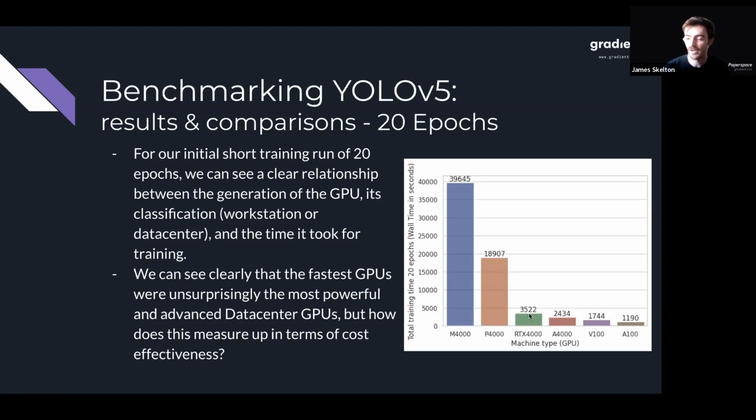Then the highest or best performing were the A100 and V100, which had significantly more RAM than the others. Not a huge surprise. We can clearly see that the fastest GPUs were the most powerful and advanced data center GPUs. But how does this really measure up when we introduce the factor of cost? How does this change our consideration?